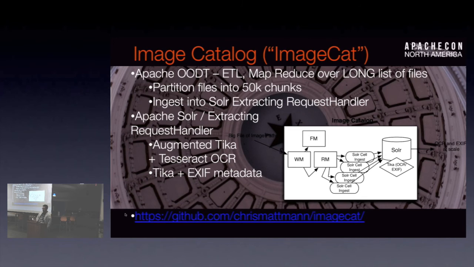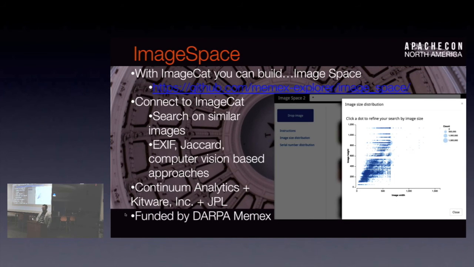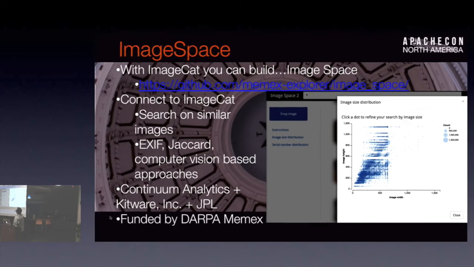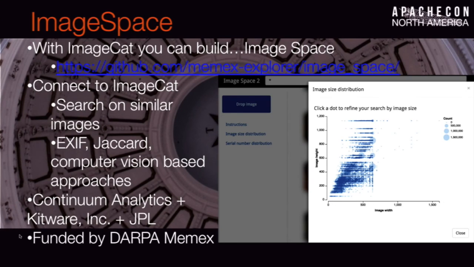It's on GitHub. Image Space, again, is the app on top of it, and you can see some really cool relationships, like image height and width, basically bubble density diagrams or whatever, and look at really interesting relationships between them. You can do the Jaccard similarity. You can do things like camera model properties, search on them, search all the images in which it flashed or it didn't, and things like that. Any of that EXIF metadata you can search on and explore. And it's also on GitHub, and it's also powered effectively by Tika.